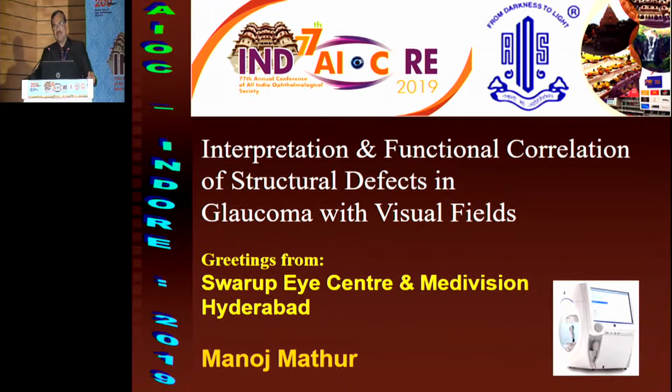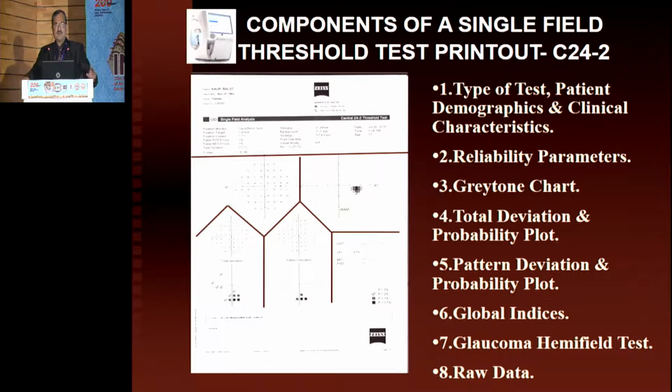Now, once you establish a structural defect, you need to functionally correlate that defect before you finally come to a conclusion that this patient has glaucoma. So I shall be speaking about the interpretation and functional correlation of structural defects in glaucoma with visual fields. So first, let us go on to interpret a visual field C24-2 printout specific for glaucoma.